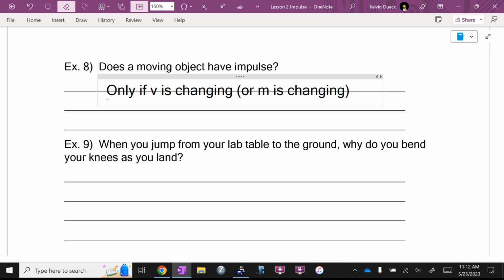When you jump from your lab table or a playground to the ground, why do you bend your knees when you land? What does that do? What's the final momentum when you hit the ground? Zero. Okay. So yeah.